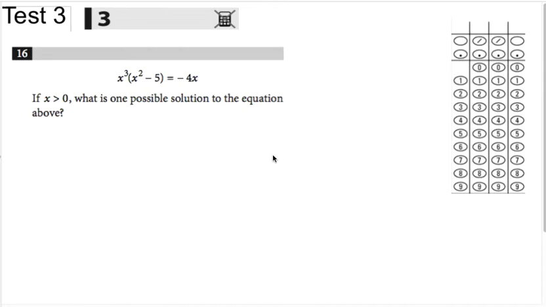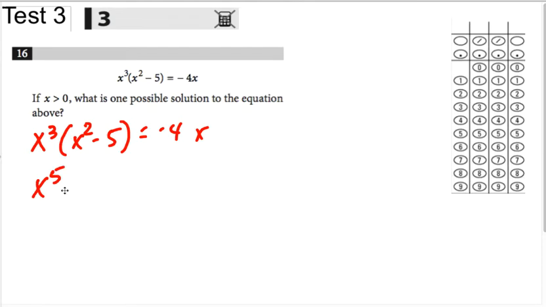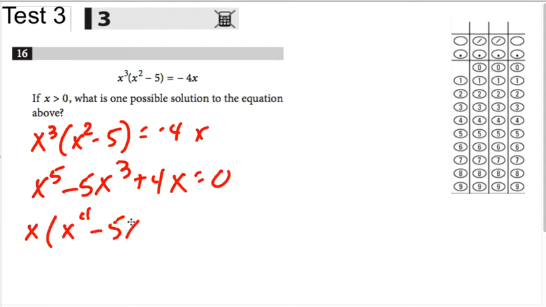So there's a couple different ways to do this, right? You could straight up solve. There's definitely nothing wrong with that, right? So if I were going to straight up solve, I would distribute the x cubed to the x squared minus 5, and I'd make this an x to the 5th minus a 5x cubed, right? And I'd probably add the 4x over, right? I'd then factor out a GCF of x and be left with x to the 4th minus 5x to the 2nd plus 4 equals 0.